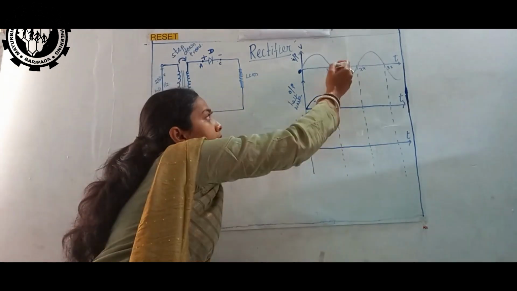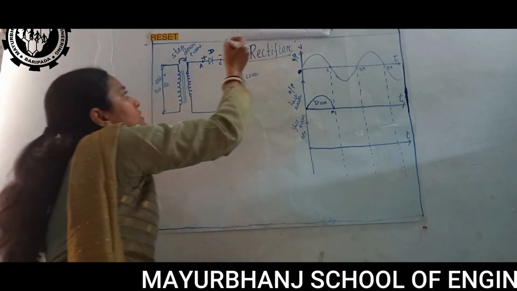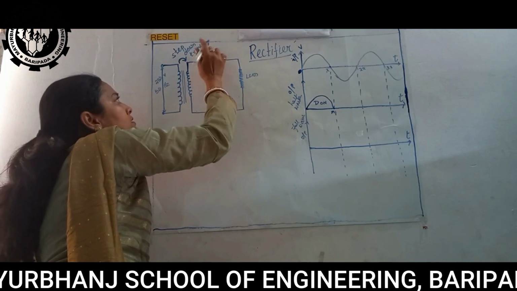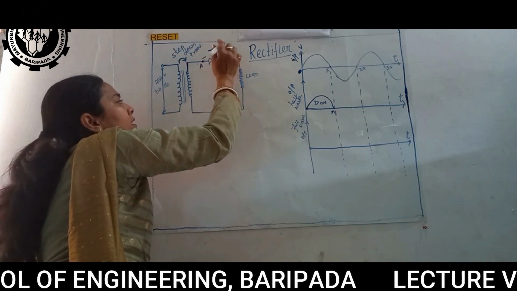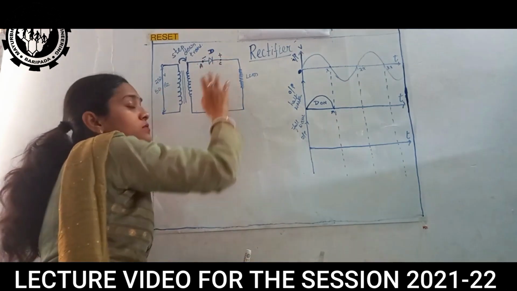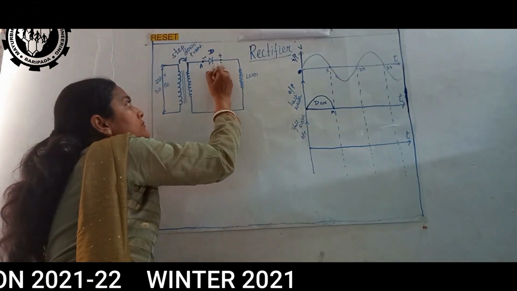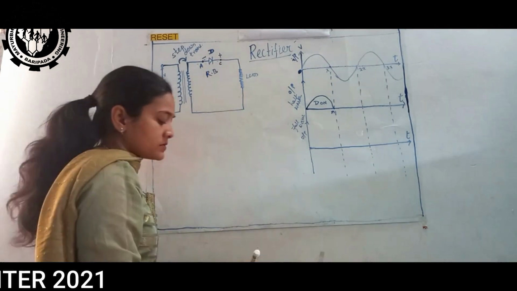Again, when this input signal is in the reverse direction, reversed bias, that means what? Now this anode side would become negative and the cathode would become positive. Now this is in what? This is in reverse direction. This is in reverse bias now.